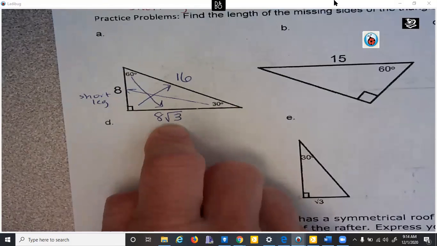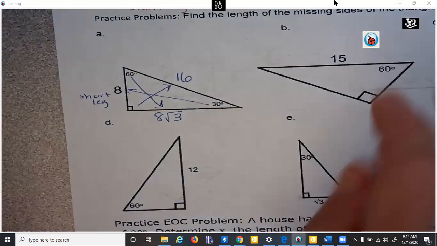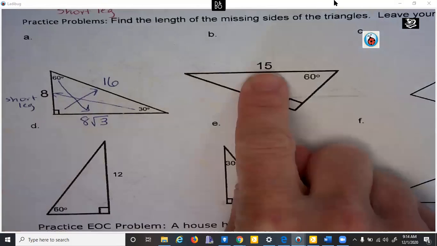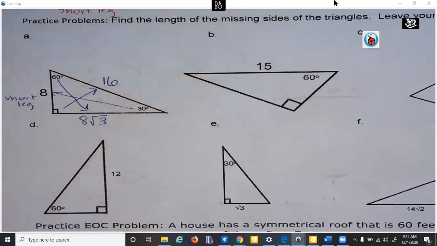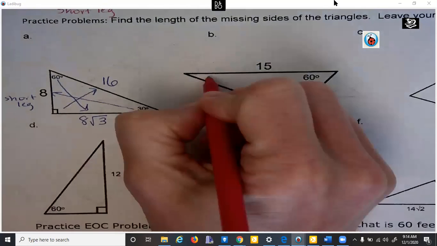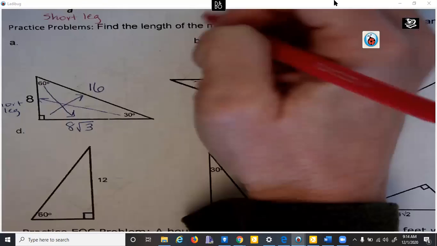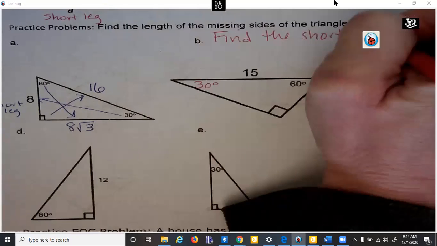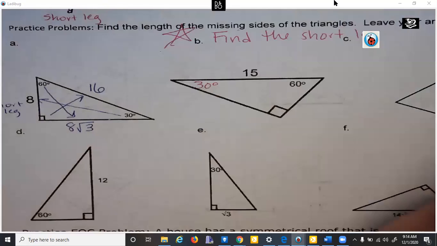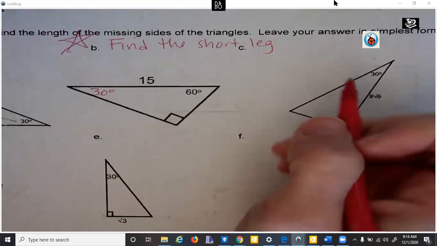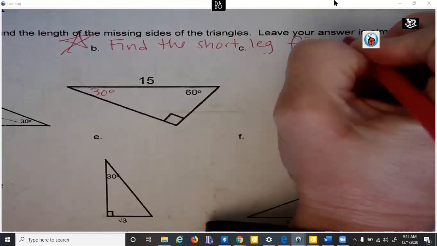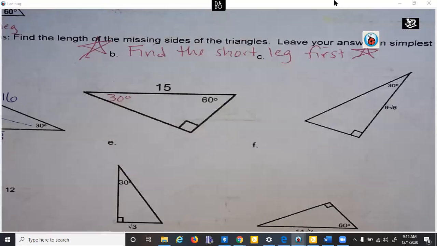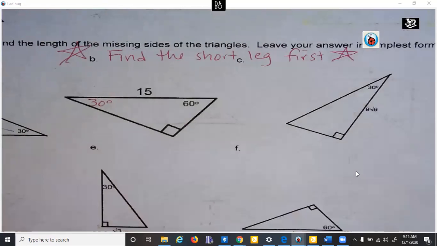Okay. All right. So let's do a next one. This time, what have they given you? What is the 15? Anybody? Hypotenuse. So I'm going to do the short leg next, okay? Find the short leg first. That's going to be the easiest way to do it, okay? So always find the short leg first. This one, they gave you the short leg first. That's pretty easy. Okay, so you want to find the short leg first.